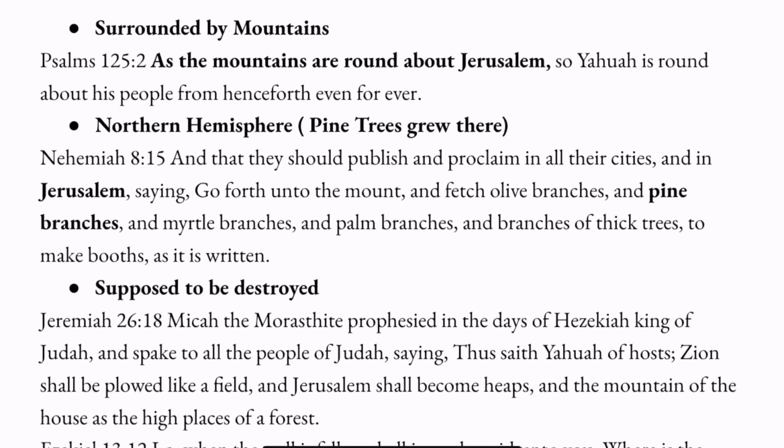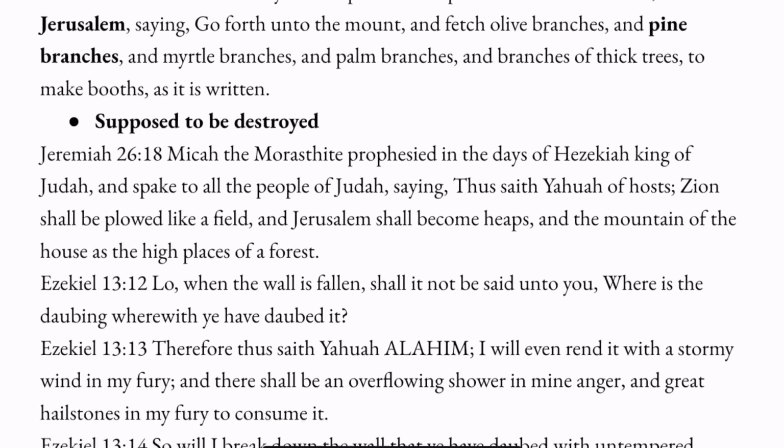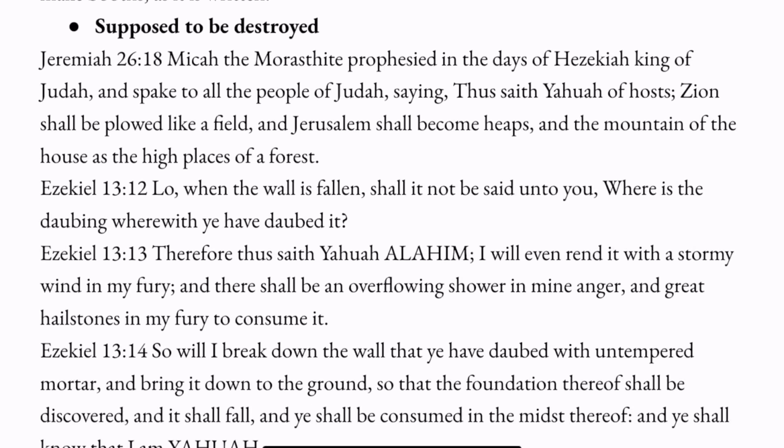Okay. Also, according to scripture, Jerusalem is supposed to be destroyed. It's supposed to be heaps and ruins. So when we go to the book of Jeremiah chapter 26 verse 18, it states, "Micah the Morashite prophesied in the days of Hezekiah, king of Yehudah, and spake unto all the people of Yehudah, saying, Thus saith Yahuwah of hosts, Zion shall be plowed like a field, and Jerusalem shall become heaps, and the mountain of the house as the high places of the forest."